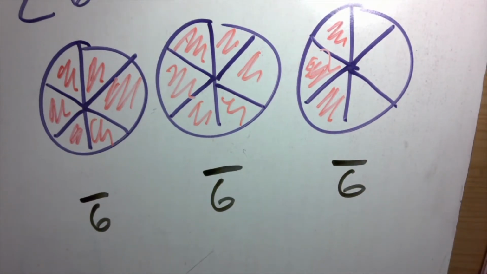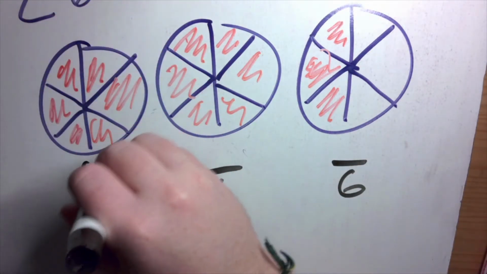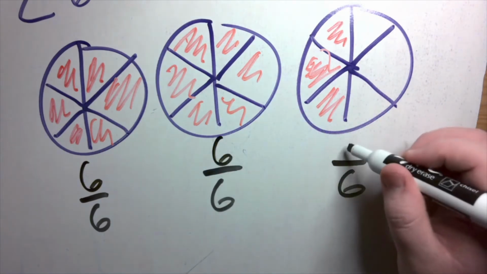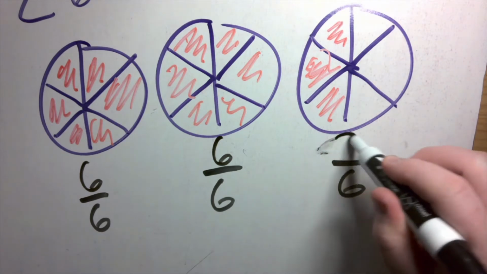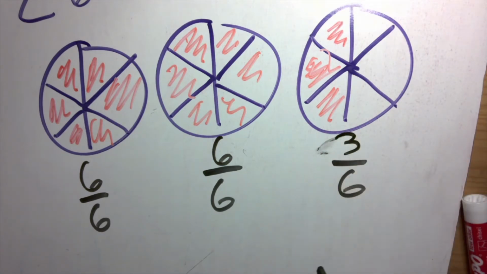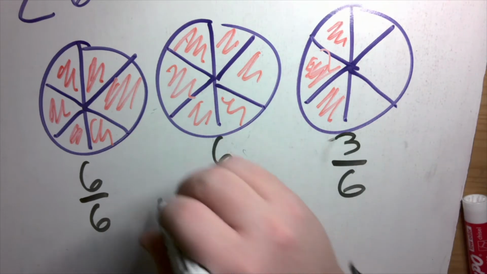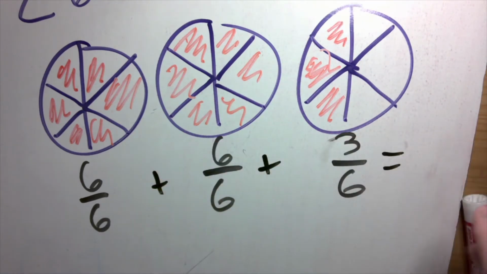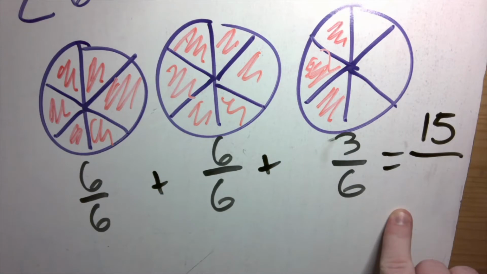However, we need to figure out how many total we have. So let's see. We have 6 pieces there. We have 6 pieces there. And we have 3 pieces shaded in right there. And that has got to be the ugliest 3 I have ever put on the whiteboard. Okay. So now that we know we have 6/6, 6/6, and 3/6, we're just going to add this together and see if we have enough for 14 people. So we add it all together. 6 plus 6 is 12, plus 3 is 15. And remember, we never add the denominator, so we have 15/6.